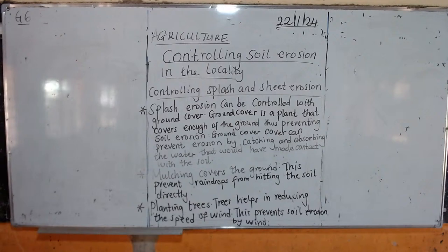The other one is? The third one is? Planting trees. Can you read it? Reducing the speed of wind and thus preventing soil erosion by wind. So these are some of the practices that we can do in order to prevent splash and sheet erosion. These are some of the practices that we can practice to control splash and sheet erosion.